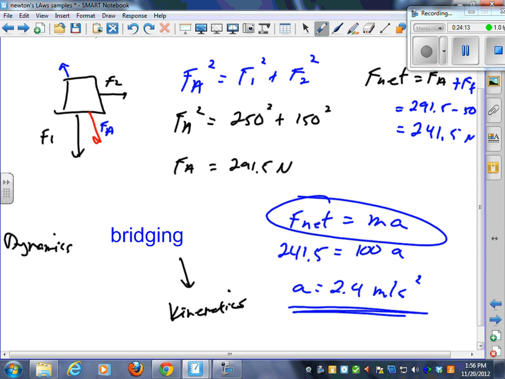The only way to get to all that stuff is through F net is equal to MA. It bridges dynamics to kinematics. You have to get there. So use that as sort of a halfway goal a lot of times. This question didn't ask for it. The next one does. Are we good?